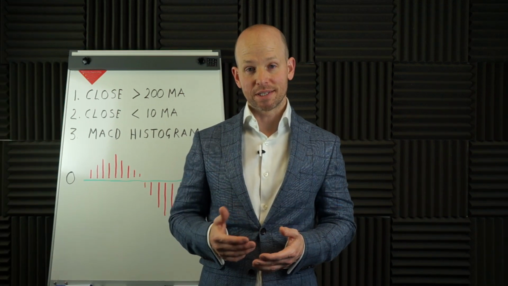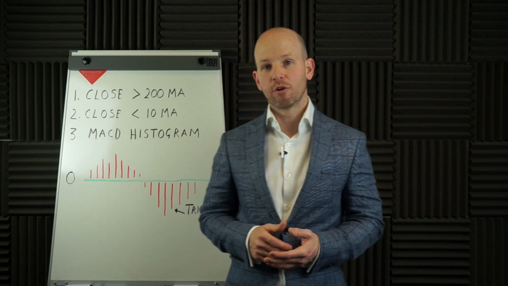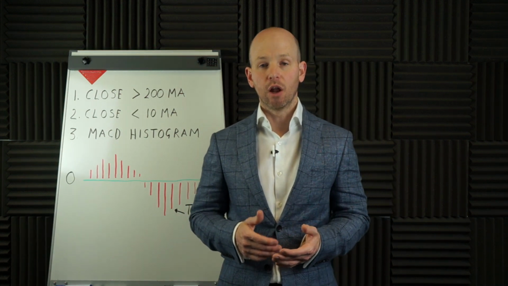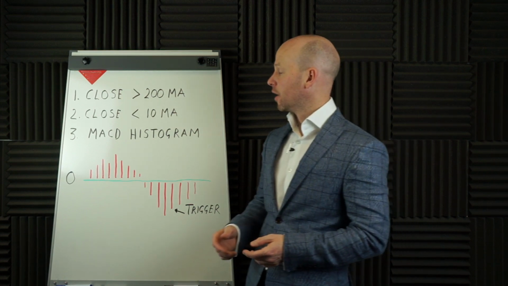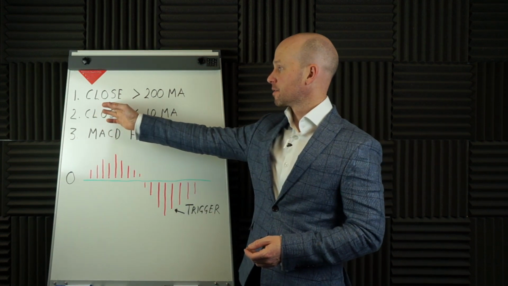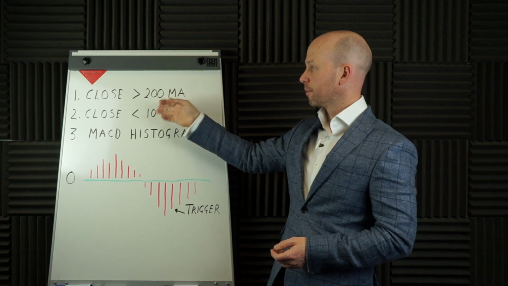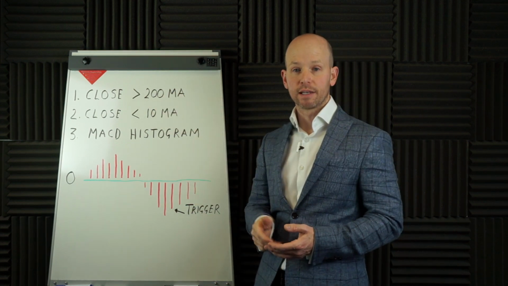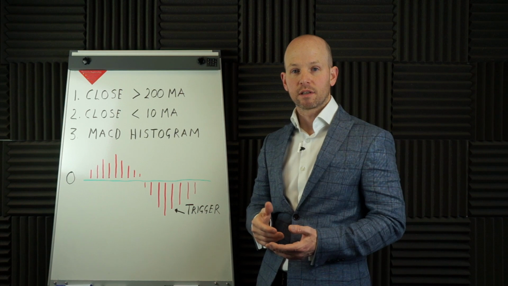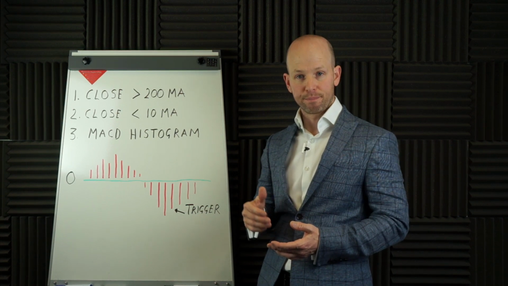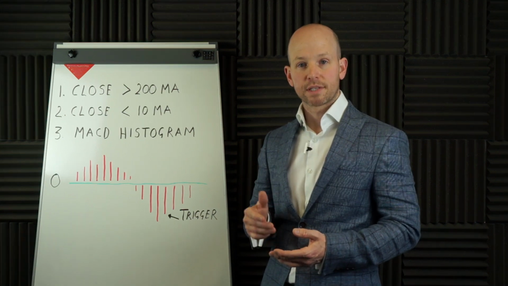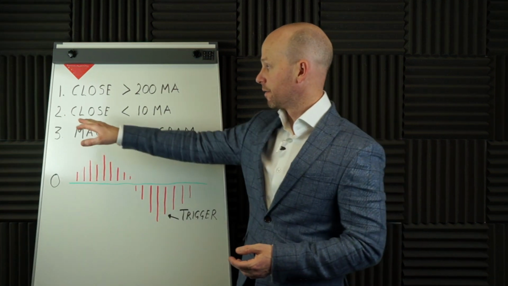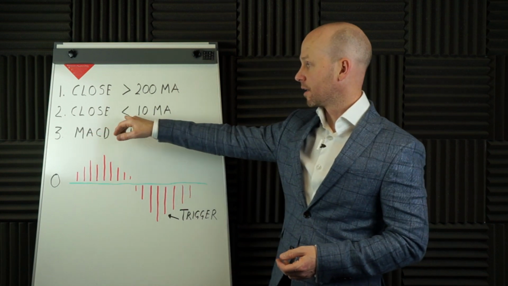With this MACD strategy, the first thing we want to look at is whether we're in a longer term uptrend or not. And this is done by looking at the closing price and the 200 period moving average. This is all on the daily chart. We need to see that the closing price is above that 200 period moving average. That's condition number one.